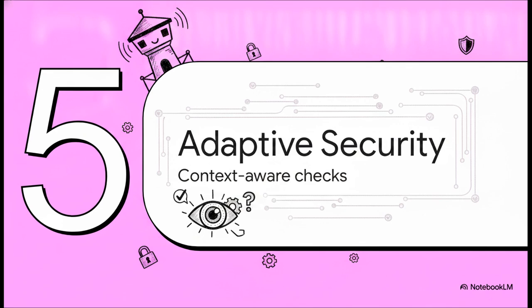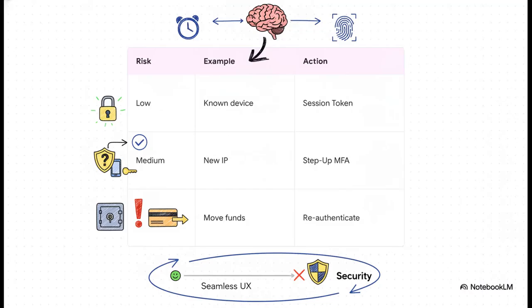Finally, we arrive at Section 5, Smarter Adaptive Security, adding context-aware checks to the mix. The thing is, not all authentication requests carry the same amount of risk, and this is where adaptive MFA comes into play. It acts like a smart guard, analyzing behavior and risk signals in real time. Say a user logs in from a known device at their usual location. That's low risk. In that case, maybe just the session token is totally sufficient.